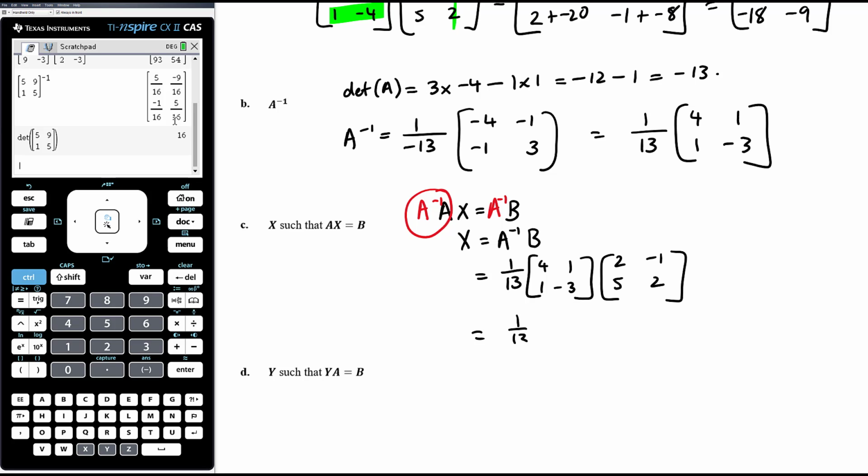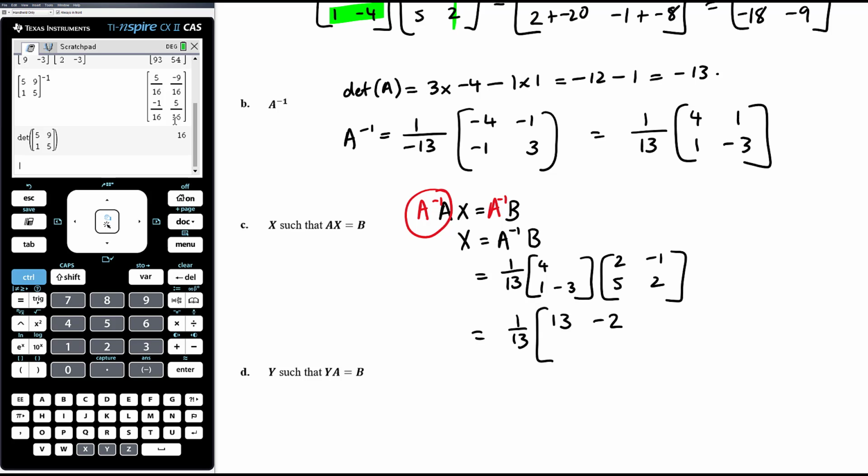So we're going to have 1 on 13. Let's see if we can do this all in our head. Top row times left column, so that's 4 times 2, which is 8, plus 1 times 5, which is 5, so 8 plus 5, which is 13. Oh, sorry, change back to the pen. Top row times right column, 4 times -1 is -4, plus 1 times 2 is 2, -4 plus 2 is -2.